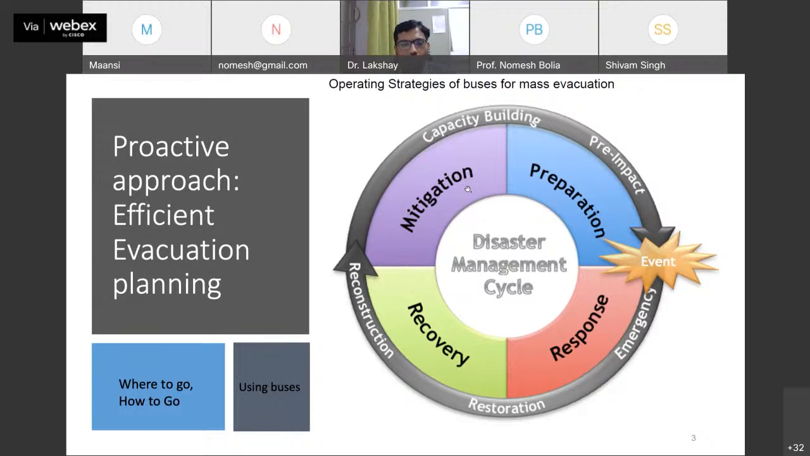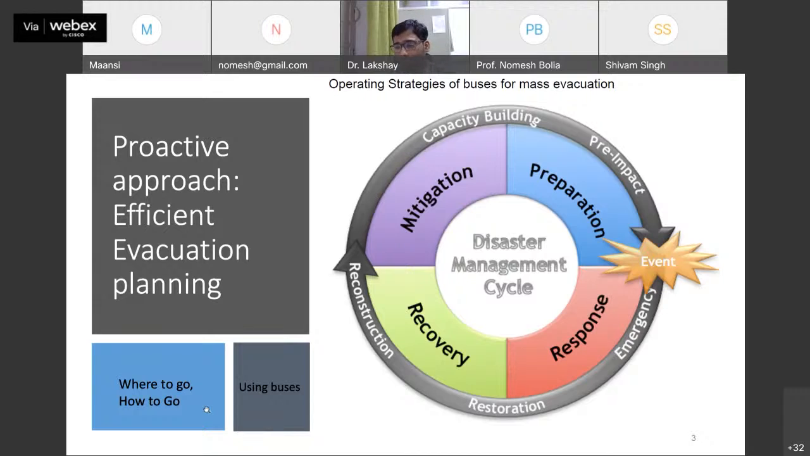And as per the Indian government and the NDMA rules, they are shifting to proactive strategies, where they say that we have to plan before the evacuation, meaning we have to plan something in the preparation phase itself, before the disaster happens, so that we can respond in an effective way and in the least amount of time, and save as many lives as possible.